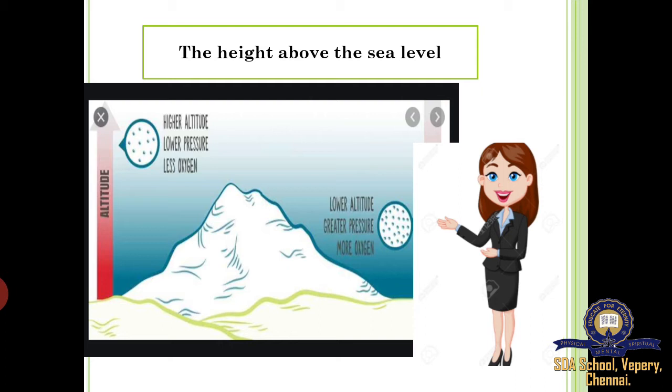This shows that places located at higher altitudes are colder than those at lower altitudes, even if they are situated on the same latitude.